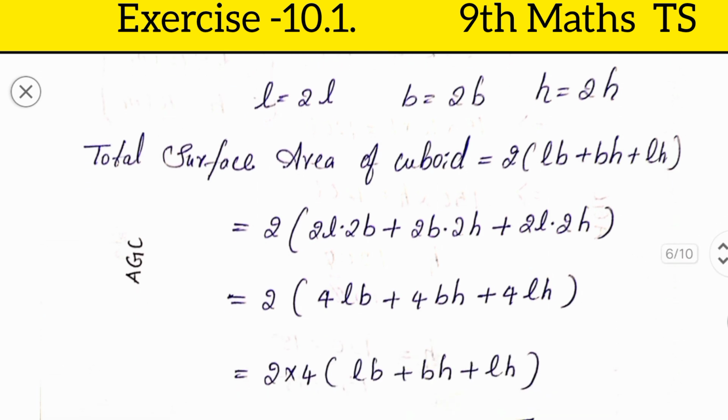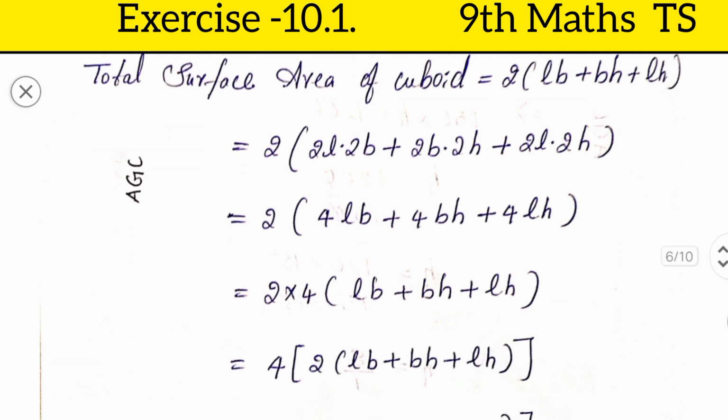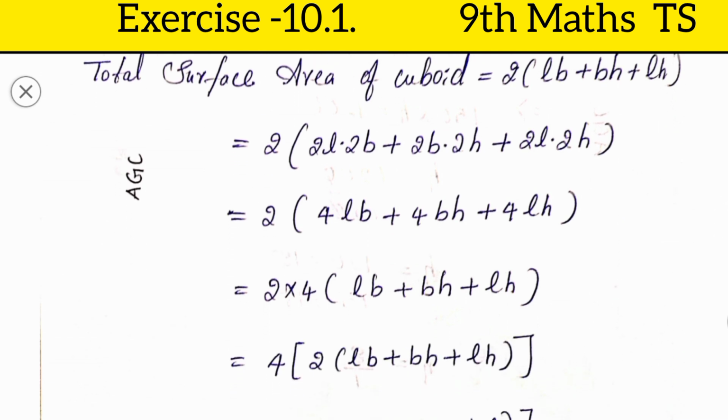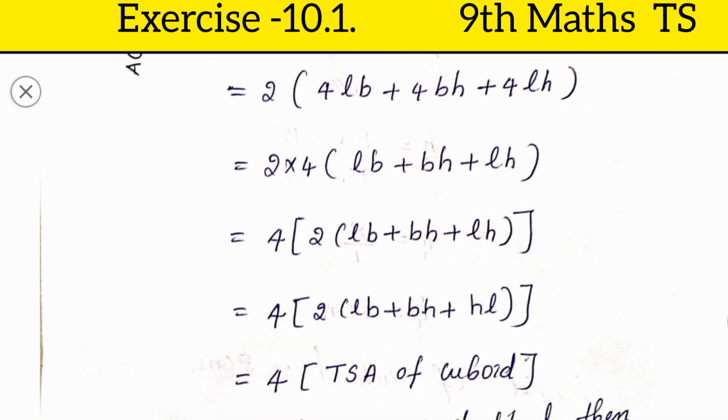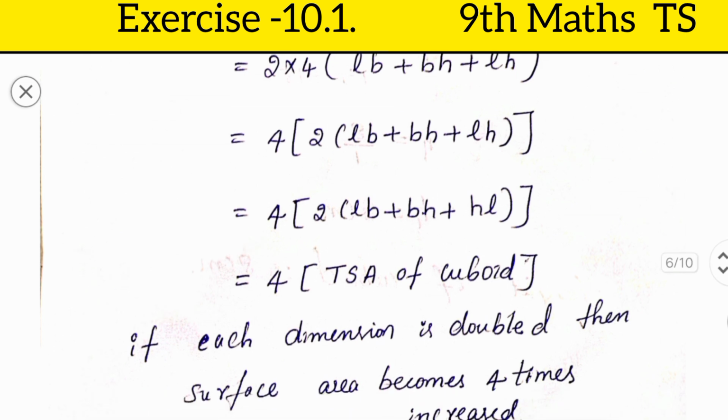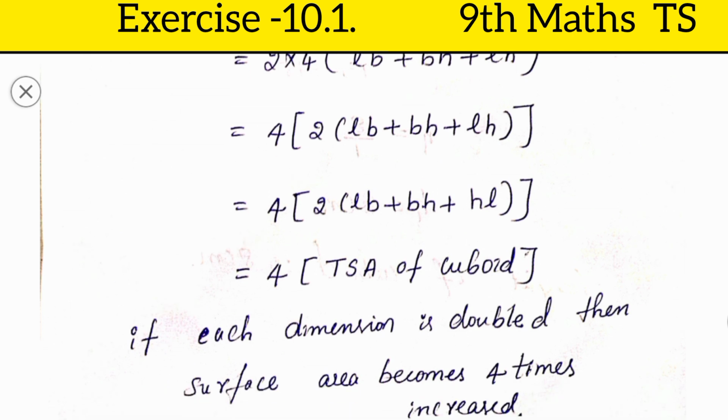So if you write in this form, then 2 times 2 is 4 and L into B is LB, plus 2 times 2 is 4 and B into H is BH, and 2 times 2 is 4 and L into H is LH. So then you can take the 4 common outside, then what you will get is 2 into 4 of LB plus BH plus LH. So you can rearrange and write it as 4 times the cuboid's total surface area. So when each dimension is doubled, the surface area becomes 4 times.